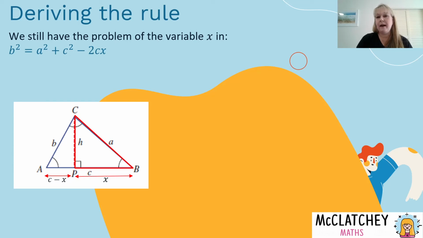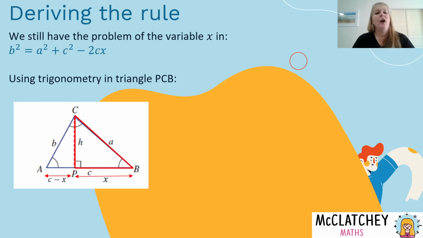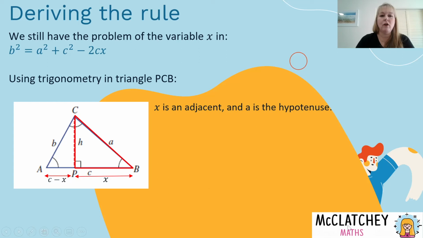Let's now think about this in terms of some trigonometry. Someone really smart came up with this. Okay, so let's look at this triangle PCB again. Now, if I think about this, I'm trying to get this angle B into my equation here to derive this rule. Okay, so if I think about angle B, well, x is its adjacent, a is the hypotenuse. So adjacent, hypotenuse, if I use cosine B equals adjacent over hypotenuse, that will give me x over a. Now, if I rearrange this to make x the subject, x is going to be equal to a cos B.